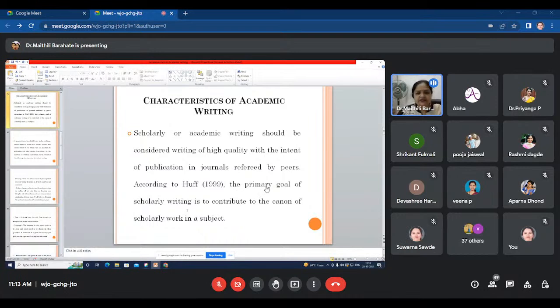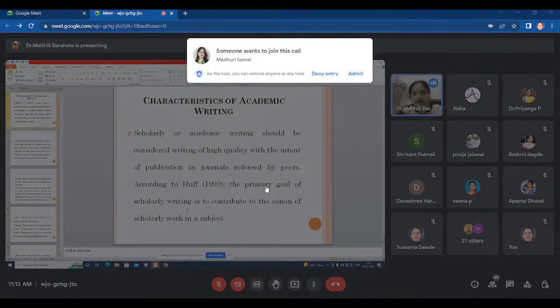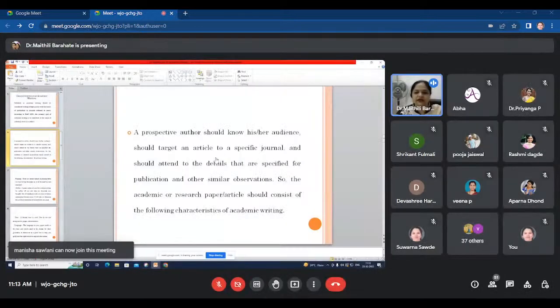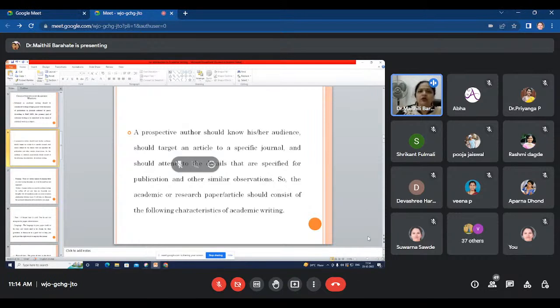Okay. Huff has pointed out, in 1999 research, that the primary goal of scholarly writing is to contribute to the canon of scholarly work in a subject. So as a prospective author, you must know what type of audience you are targeting, in which particular journal you wish to publish your paper. Here it is basically about papers, but I'm talking about academic writing in almost all the correspondence which will take place, inter and intra.